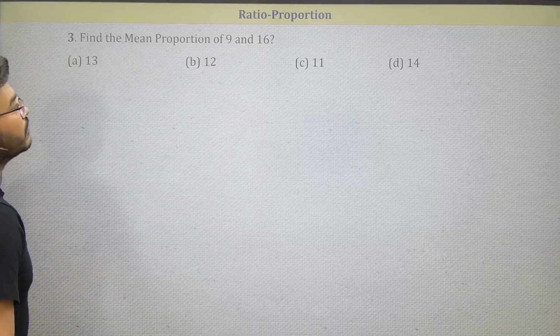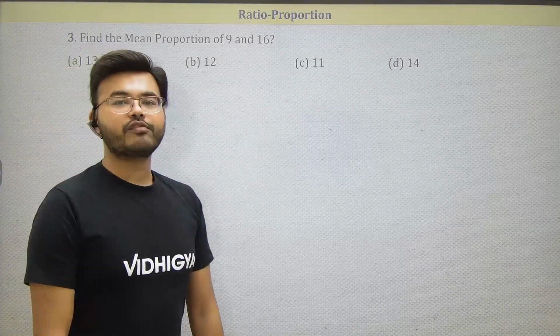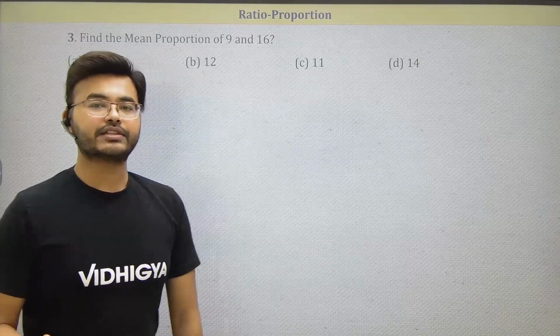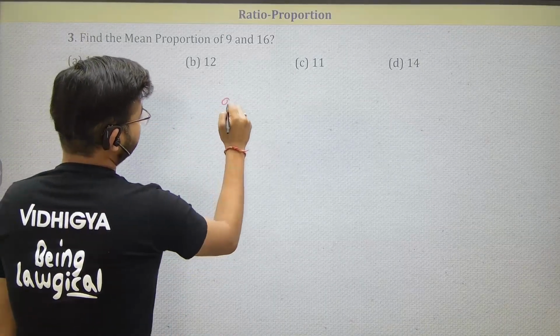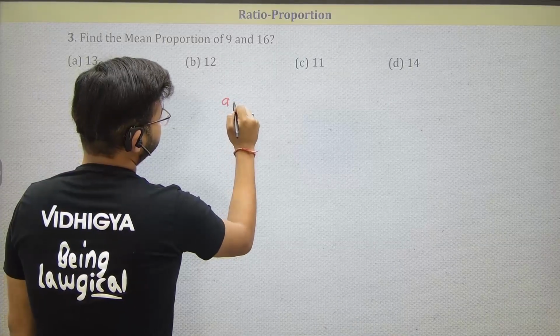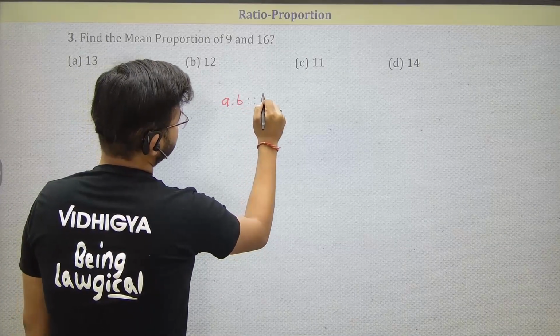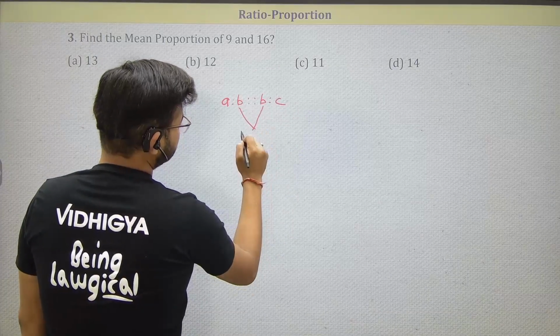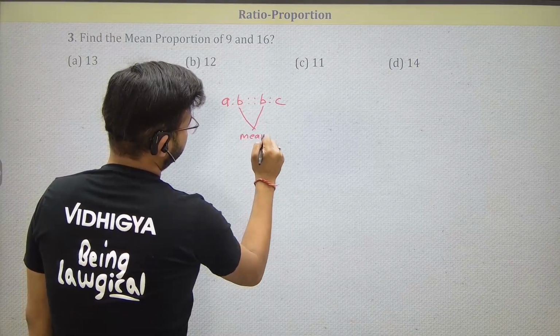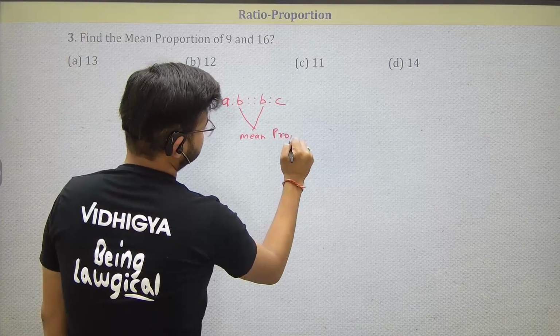Next, we need to find the mean proportion of 9 and 16. So mean proportion basically means, let's say A is to B as B is to C. So here this B is called the mean proportion.